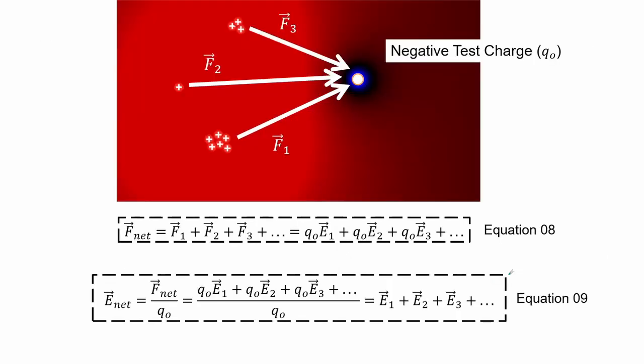If there are several source points or several charges with different magnitudes, the force experienced by the test charge, which in this case is a negative test charge, is the sum of the forces from these source points. The equation that describes this net force is given by equation 8. The electric field experienced by the negative test charge is also the sum of these three source points, and it is given by equation 9.